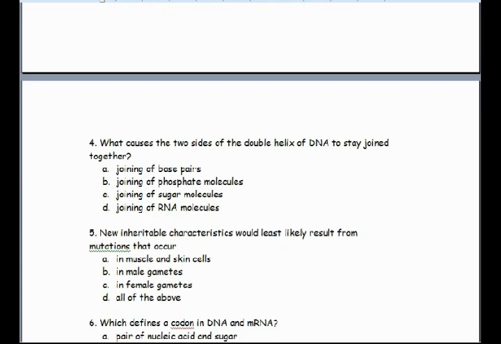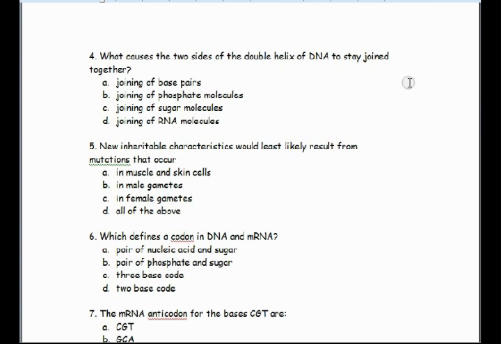Number 4. What causes the two sides of the double helix of DNA to stay joined together? It's the joining of the base pairs.